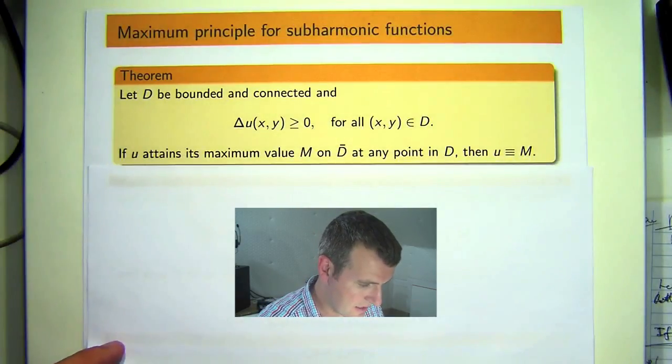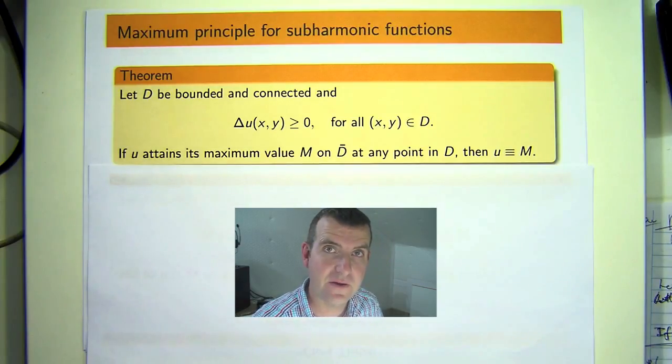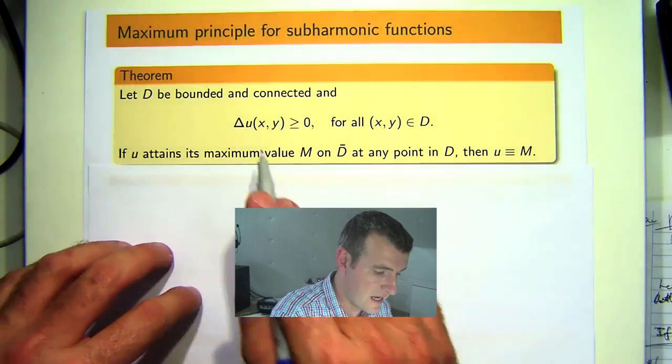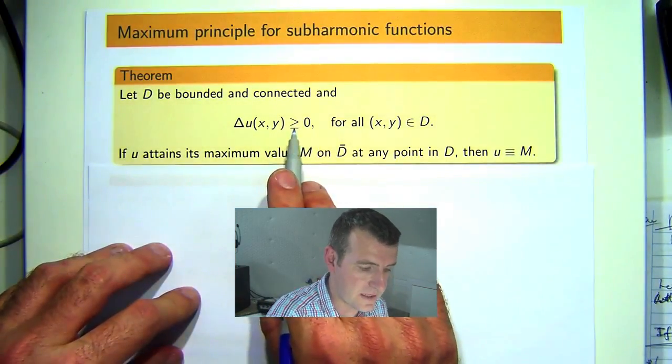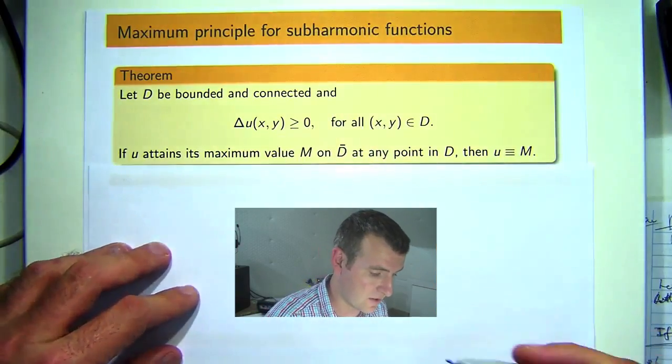Okay, so the following result is known as a maximum principle for subharmonic functions. Subharmonic functions because we have an inequality here rather than, say, an equality. If it was equality, we'd just have a harmonic function.